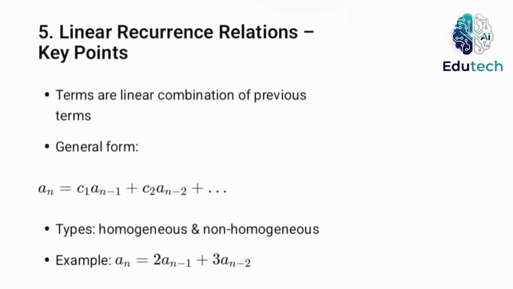Explain linear recurrence relations with example. A linear recurrence relation expresses each term as a linear combination of previous terms. It does not involve powers or products of the sequence terms.